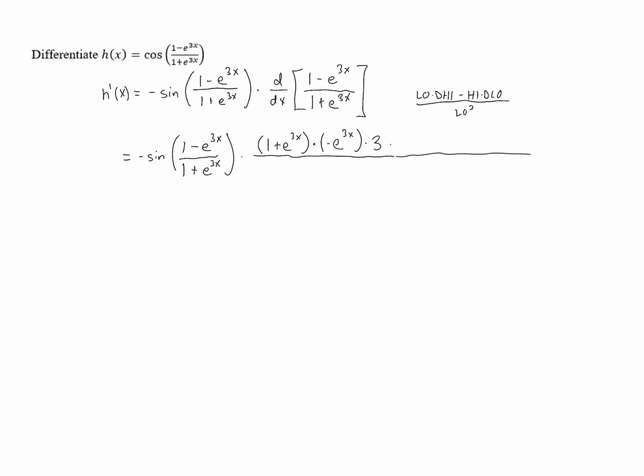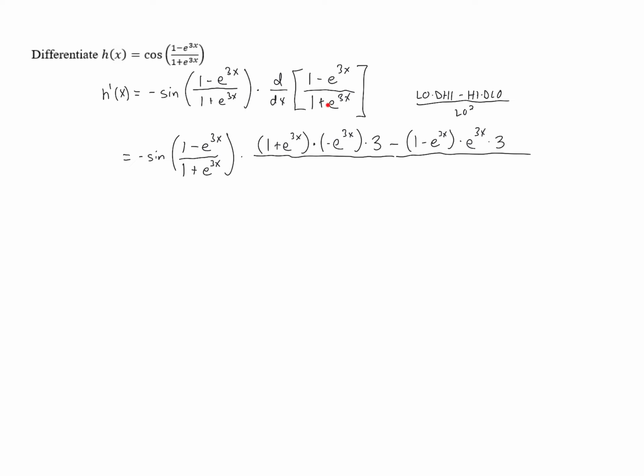And then from there, that's low d high. Now we've got to subtract from that high d low. So the higher function is 1 minus e to the 3x times the derivative of the lower function. The derivative of 1 is 0, so we can ignore that. The derivative of e to the 3x, we're going to have to use the chain rule. The derivative of e to the u is e to the u, so that's going to be e to the 3x times the derivative of 3x, which is 3.